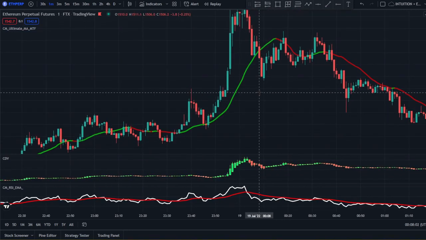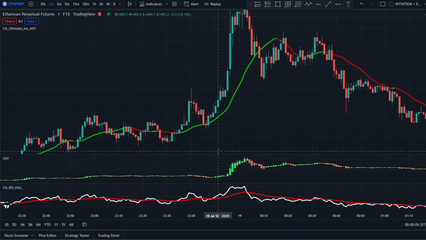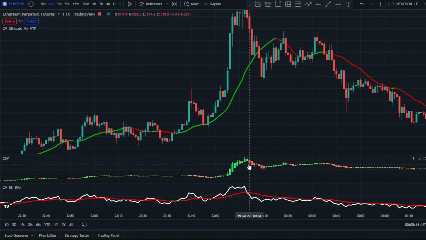Next up, what you'll be needing is your CDV indicator to be following what position you're taking. So let's say if you're trying to look for a long position, the CDV indicator must be green in color, and if you're looking for a short position, the CDV indicator must be red in color.